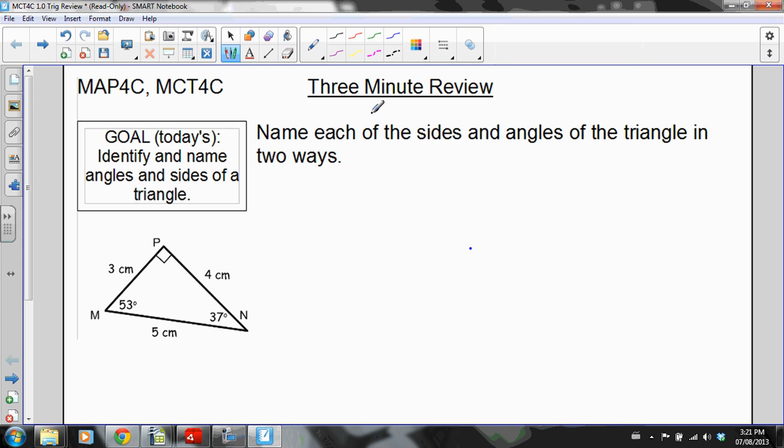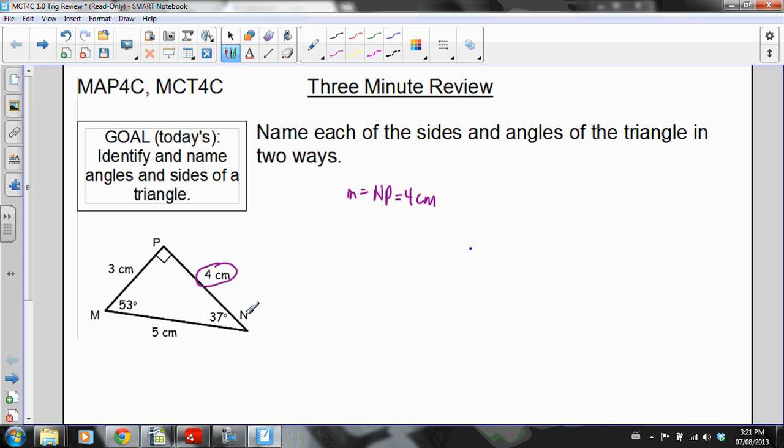We see the goal is to identify and name angles and sides of a triangle. In this triangle, we want to be able to refer to the angles and sides in two different ways. For instance, this side is 4 centimeters, and we can label it as little m, the letter opposite angle M, but also as this line segment NP, and that's the 4 centimeter side.